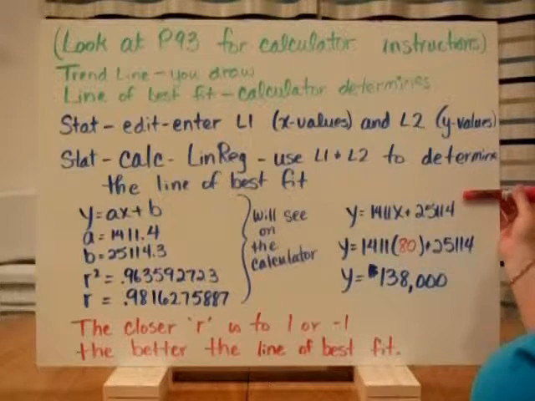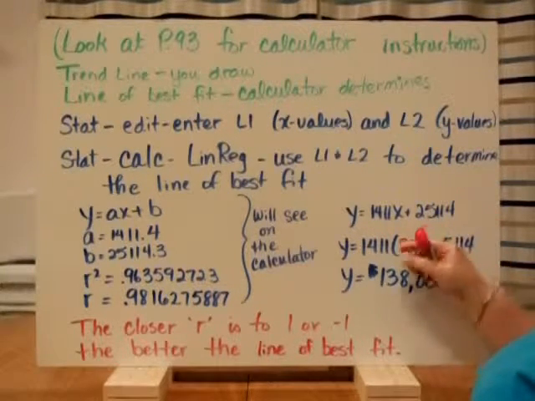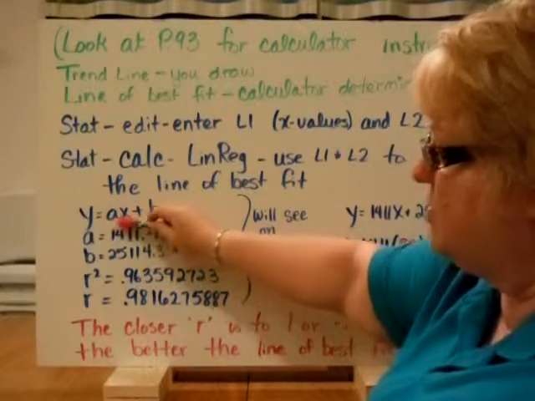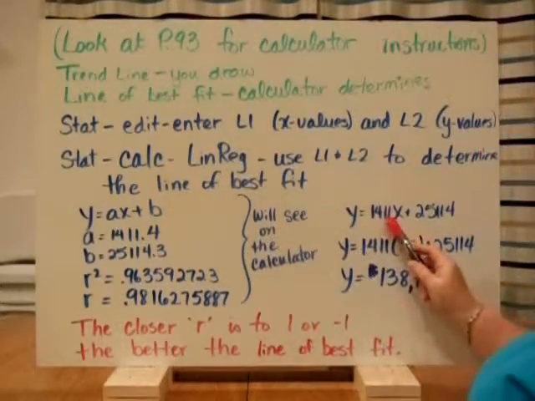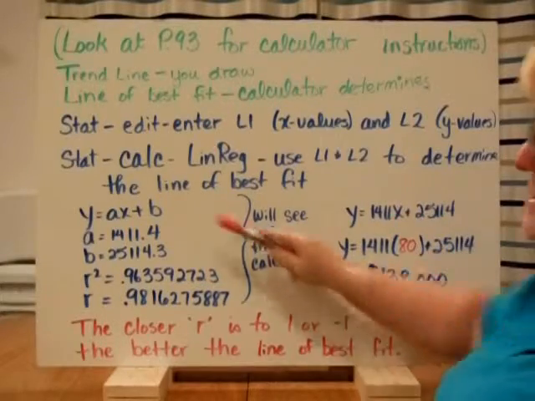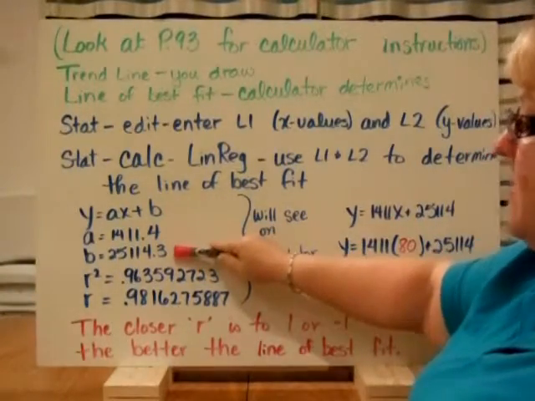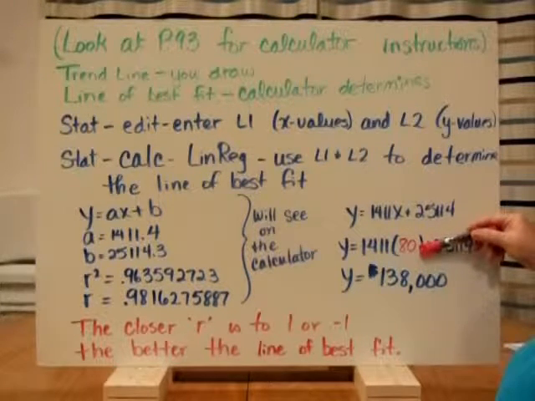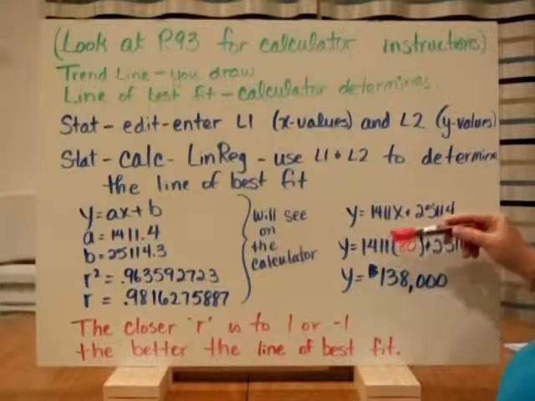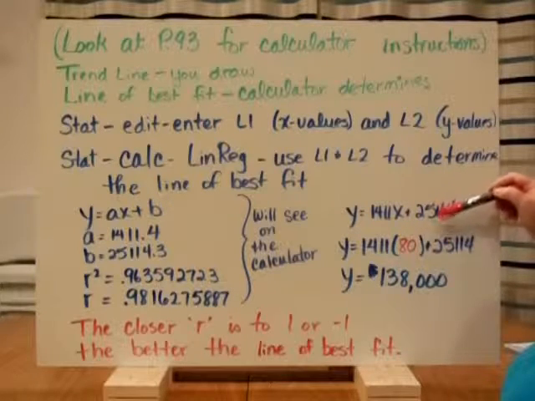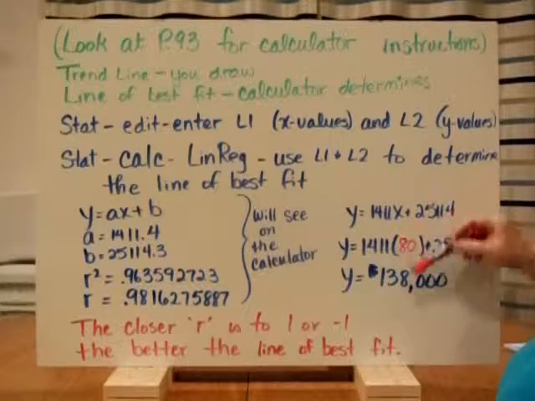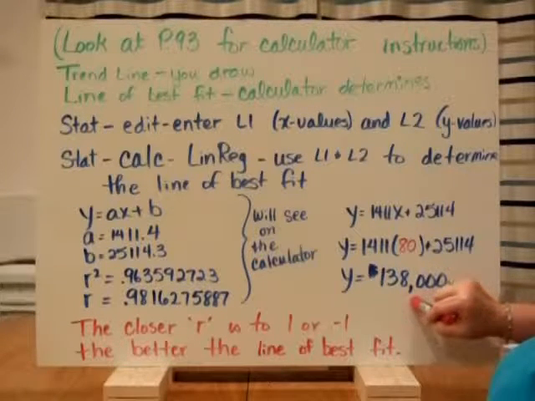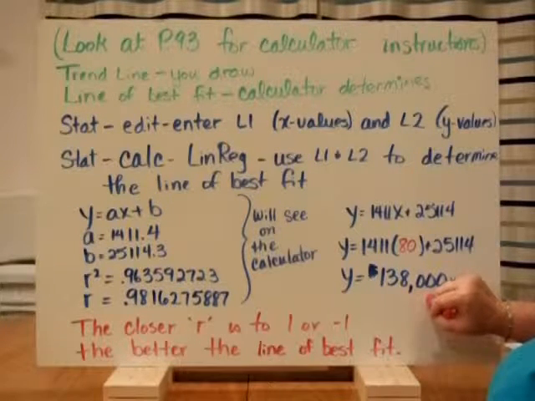Going back to the problem that we just did, we now know that from the calculator the equation is y equals a, which is your slope, right there by x, 1,411x plus, here's your b, 25,114. We're going to plug in 80 again because it's 80 years from 1940 to 2020, and we're going to do this calculation again. And this time we get that the predicted cost of a home in 2020 would be $138,000.